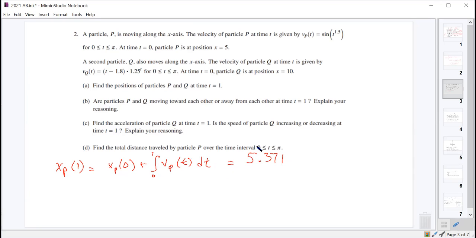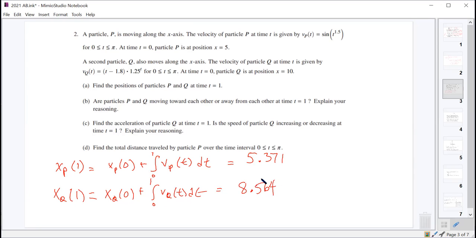5.371. People agree with that? Yeah. Nice job, Riley. Good work. That's excellent. All right, and then what about for particle Q? That should be the position of Q at 0 plus the integral from 0 to 1 of the velocity of Q. And what did that come out to be? 8.564. We agree with that? Yeah, lots of agreement here.